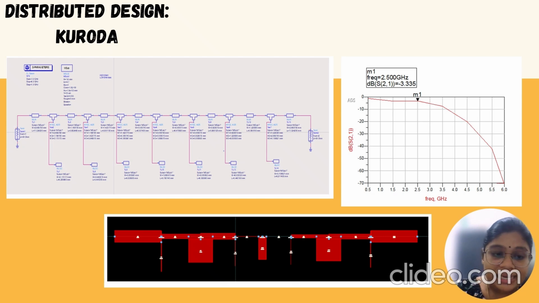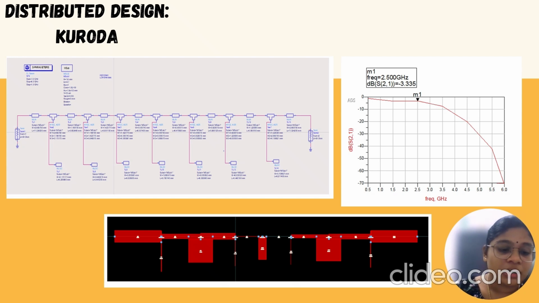So at the bottom, the layout view shows the physical PCB layout of the distributed filter. So this is how the design will look when fabricated on a microstrip substrate. You can see the main transmission line with multiple branches, shunt stub connected along it. So each line section corresponds to the impedance value and length from the schematic. So this layout ensures the practical filter works as designed at microwave frequency.